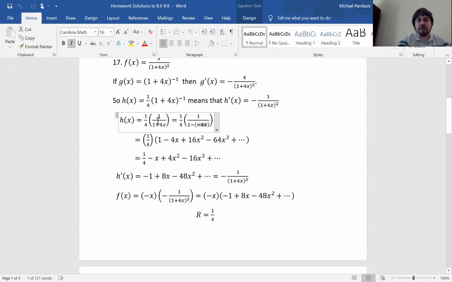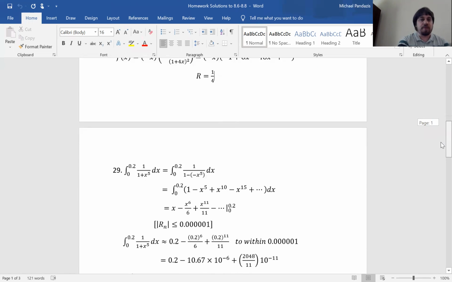Okay, let's put this negative 4x here, right? We took this power series here, and we differentiated this one. So the radius of convergence of H is 1/4. We differentiated it to get this part, and that did not change the radius of convergence. It can change the interval of convergence, just not the radius of convergence.